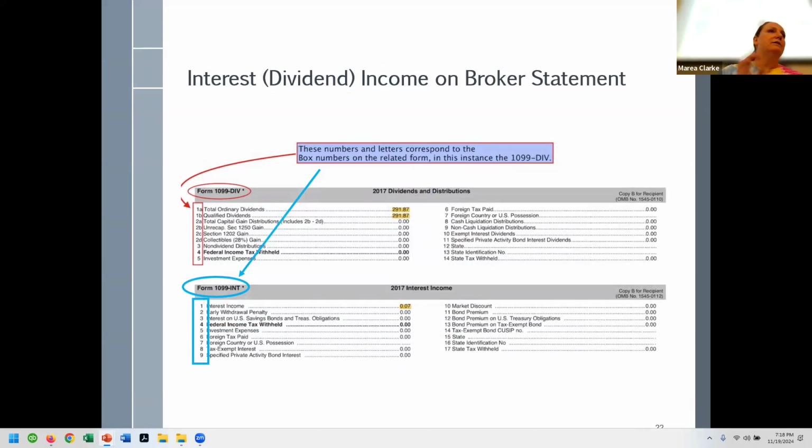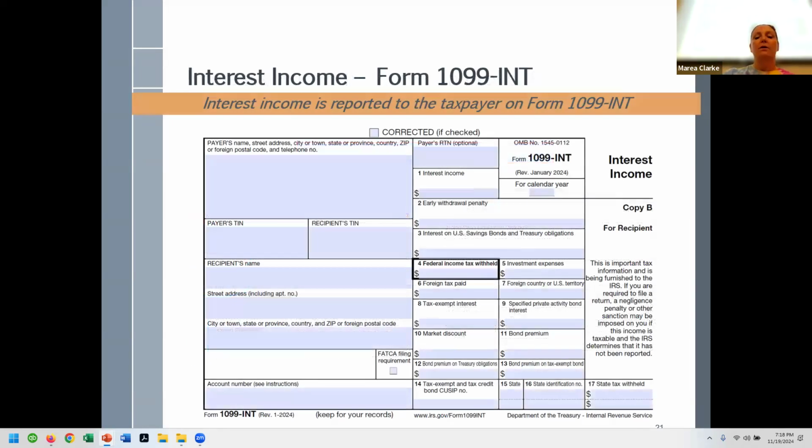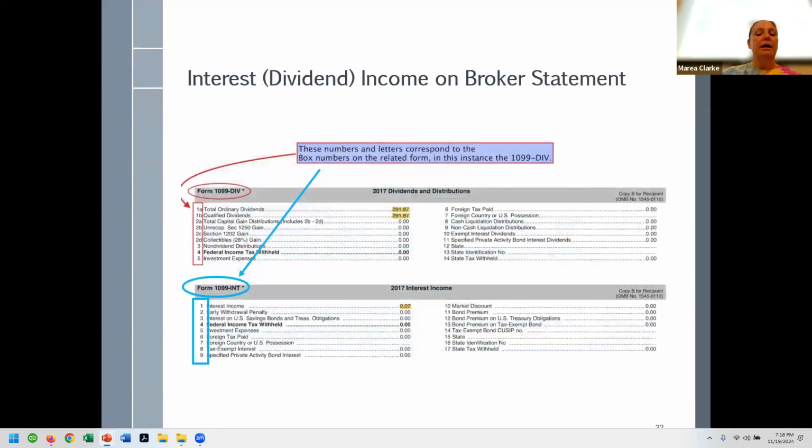The 1099 INT form can look different depending on who's providing it. So this is like the standalone form. A bank might send a form that looks like this. If somebody has an investment account, it would look like this, where it's just the form number and then they have the lines for the appropriate information.